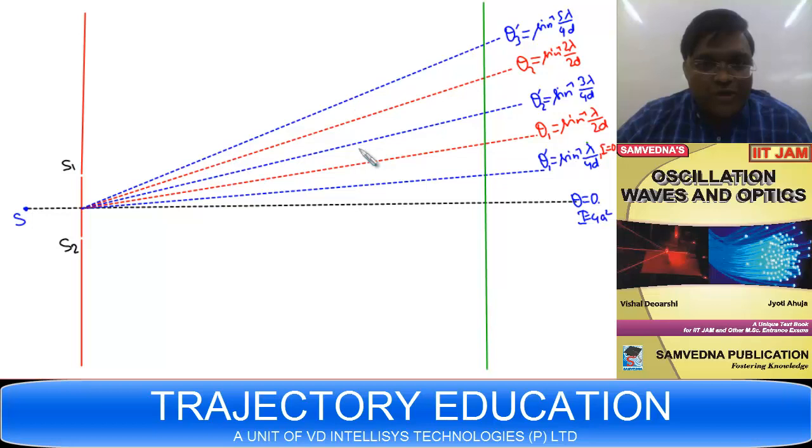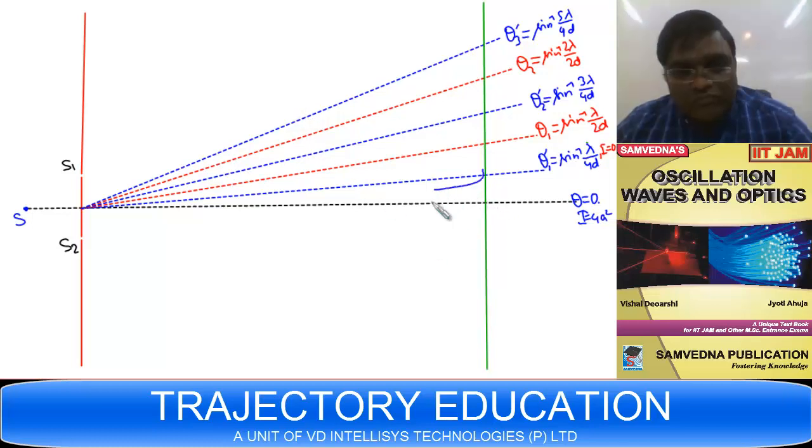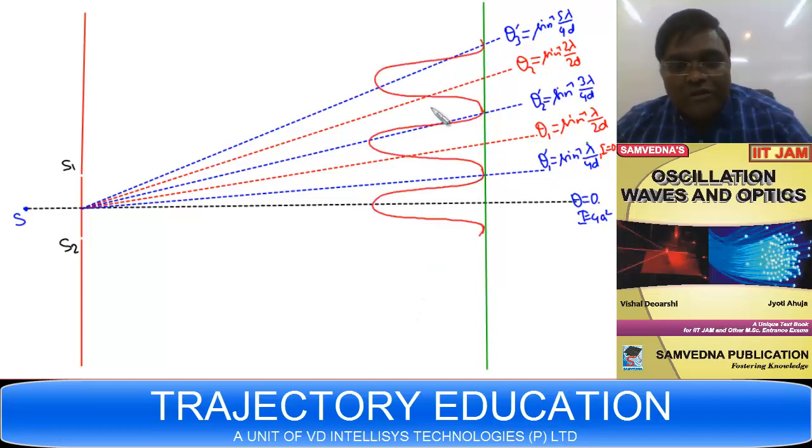See, interference has nothing to do with the screen. Interference takes place at all these points. Here are the points of maxima, the minima, maxima, then minima, and then maxima, and then minima, right? So if I put a screen over here, the fringes will look like this.